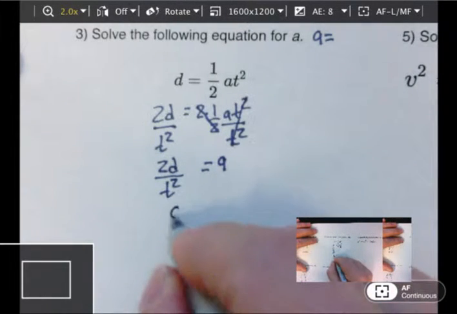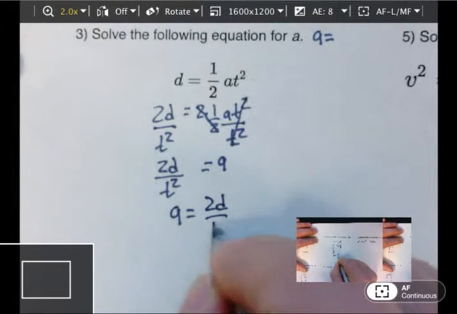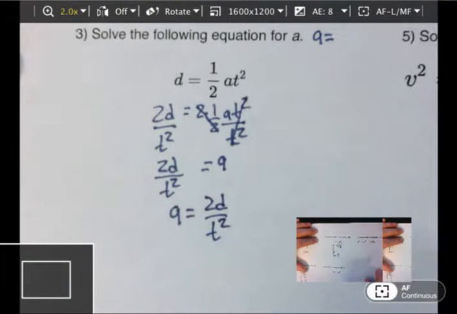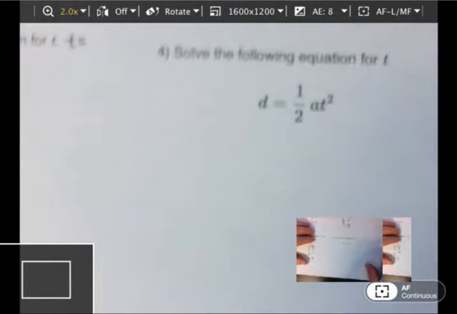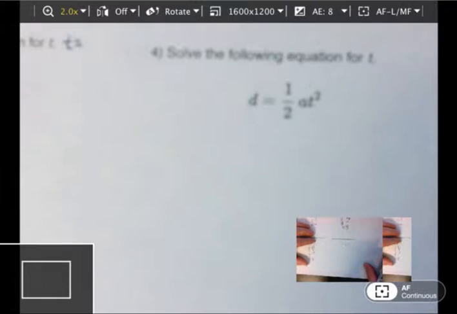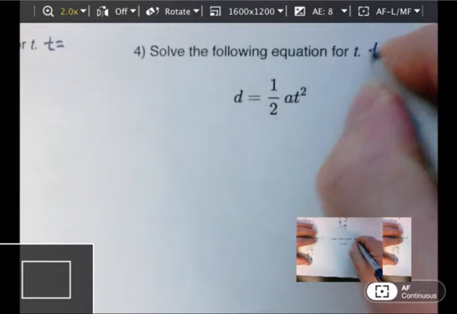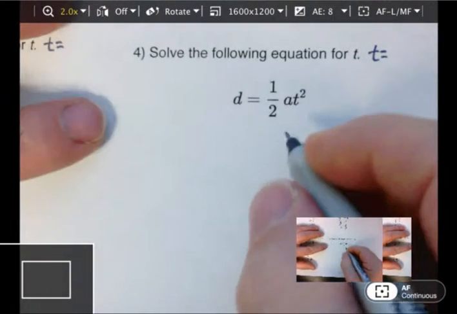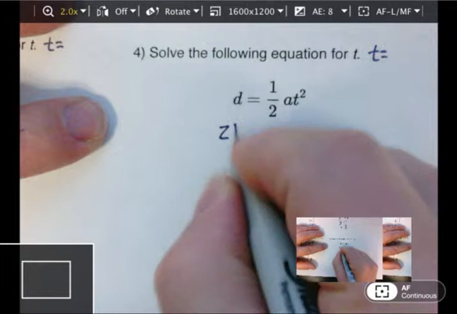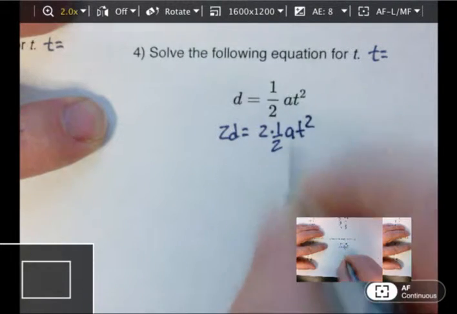And for form, we like to have the solved variable on the left, like so. Our fourth question works with the same formula as question number 3, and now we're looking for t equals. So just like we did before, we can multiply both sides by 2. So we're left with 2d equals 2 times 1/2 at squared.